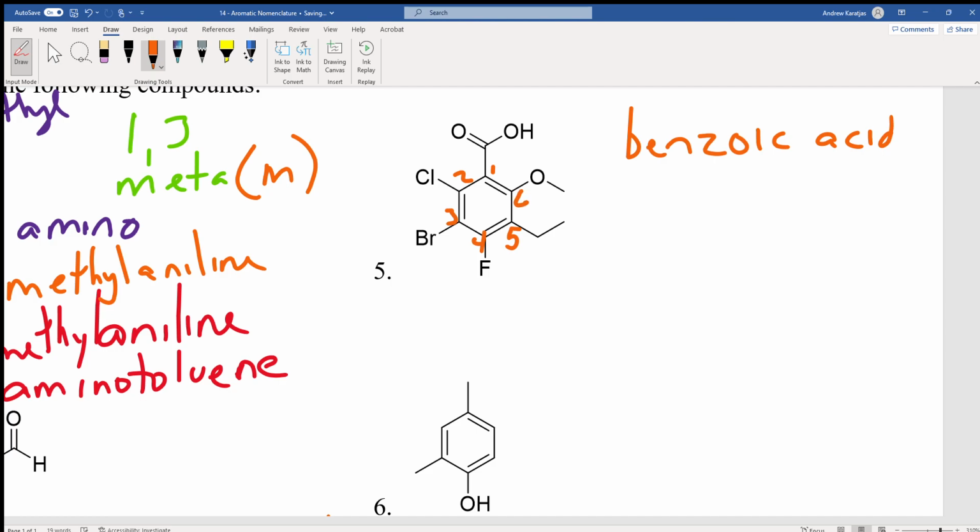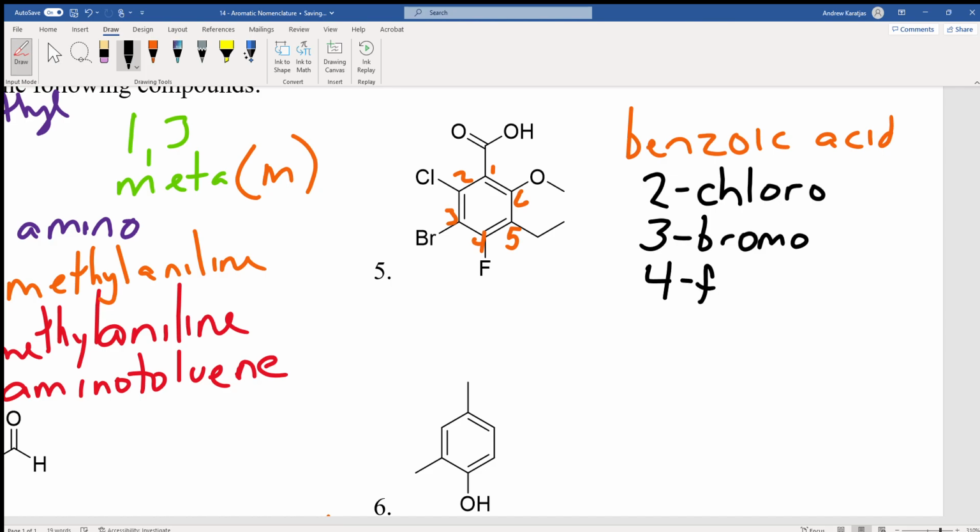So with the large number of substituents here, it may help us to just make a list. 2 chloro, 3 bromo, 4 fluoro, 5 ethyl, and 6 methoxy.